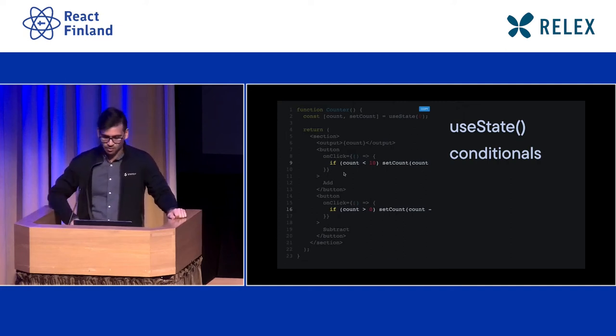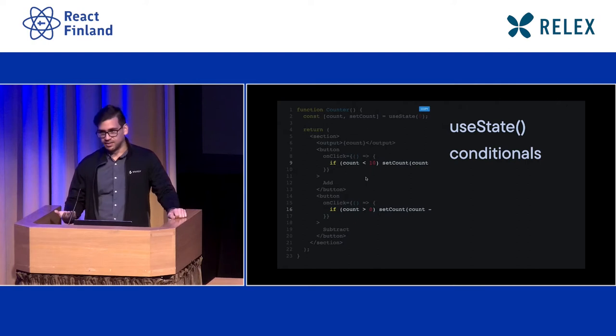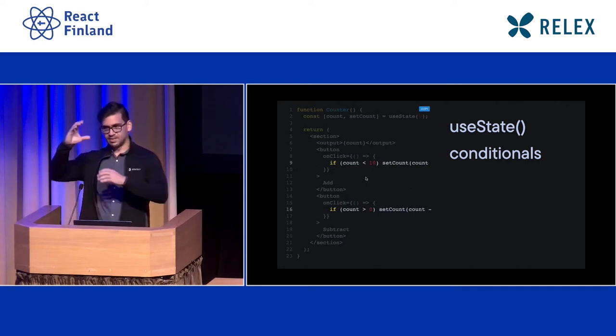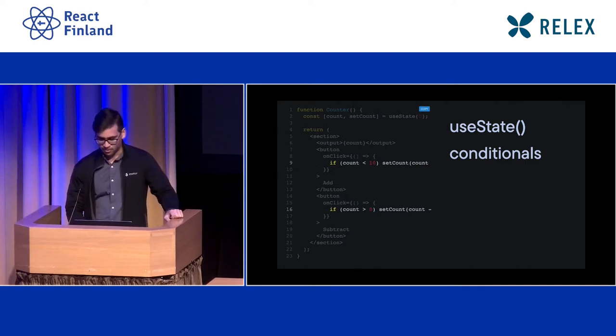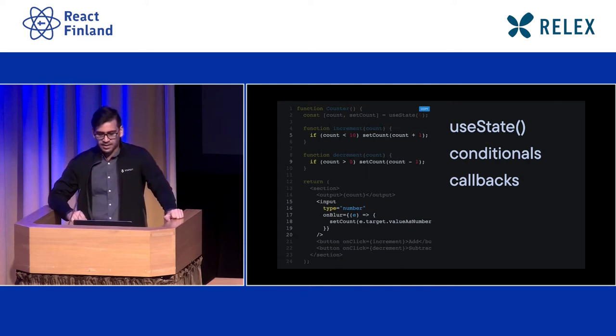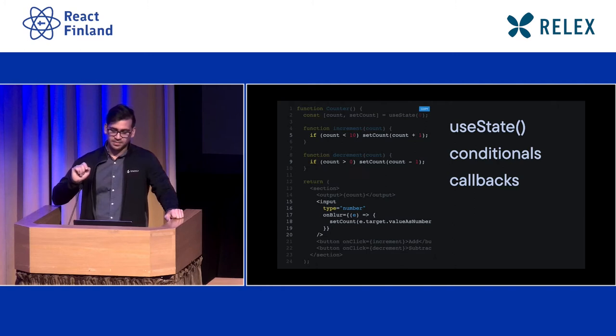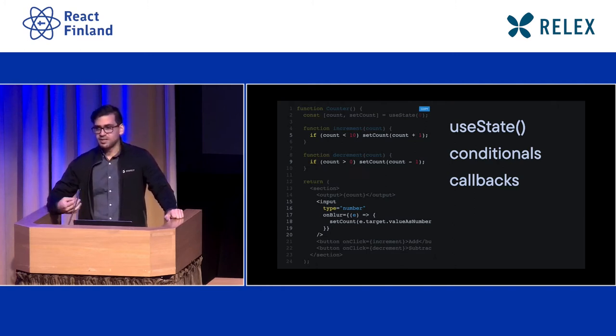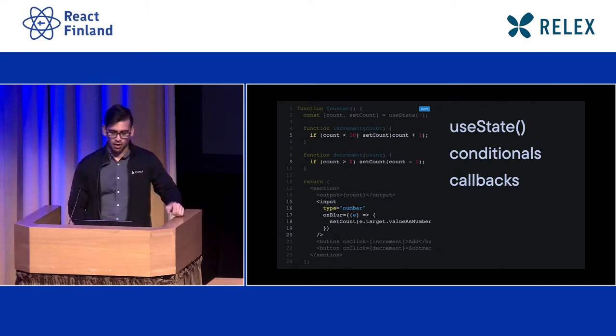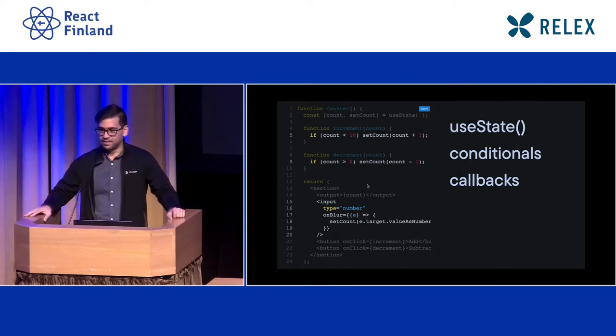I could still fit it on one line, unless ESLint yells at me, and then I have to make it three lines because I need those curly braces for no reason whatsoever. But now there's a problem. Because I might want to increment it and decrement it in other places, so it's a good thing to just move these into callbacks up here. And if I'm super cautious about performance, I will wrap these in useMemo, thinking that it will give me better performance.